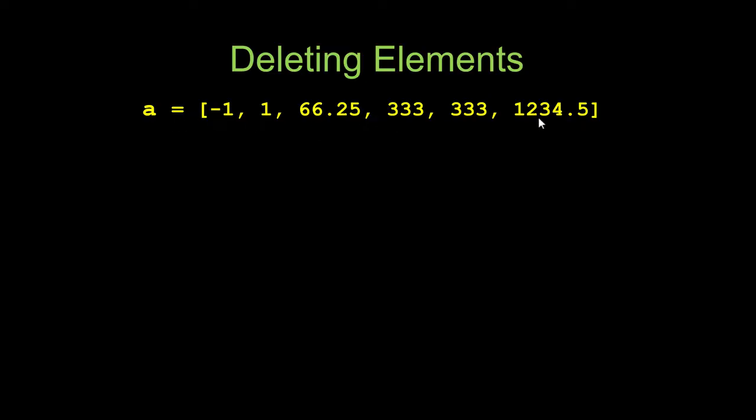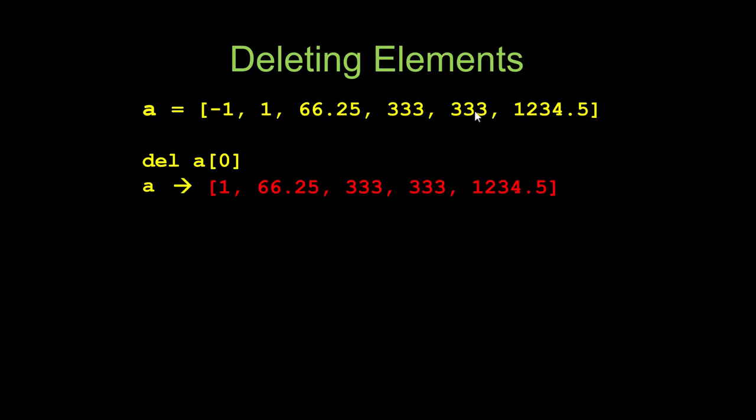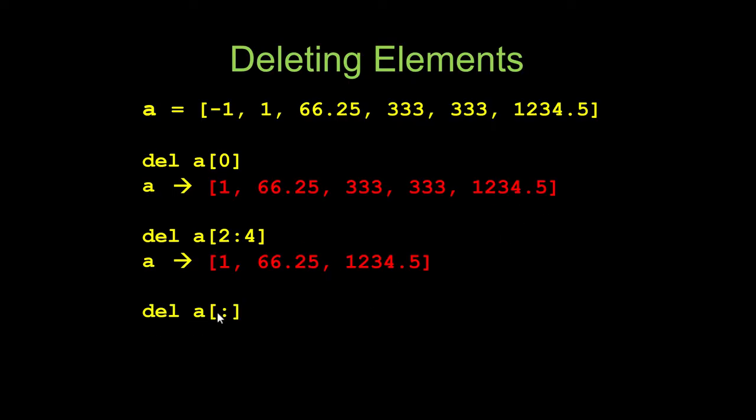A is this list. del A[0] means to delete the item at index 0, which is -1. We will get the rest of the items, 1, 66.25, etc. Now if you delete from the second till before the fourth, so we delete both these two, 333, we will get 1, 66.25 and the last item. Delete A from the beginning to the end, so we get A as an empty list now. What if we do del A without specifying any items? You should try this out.